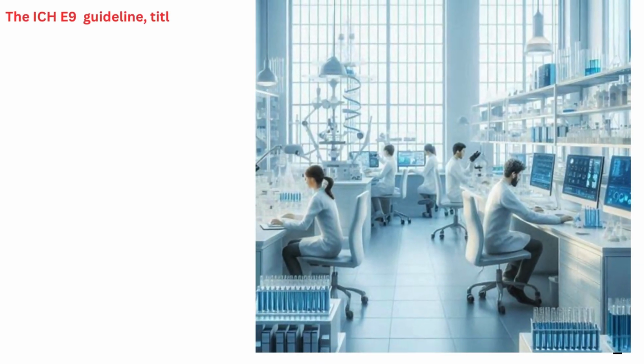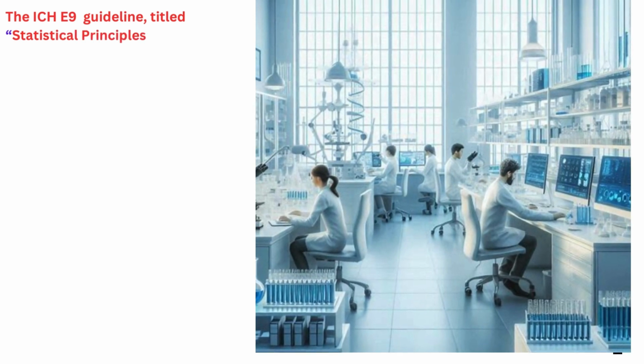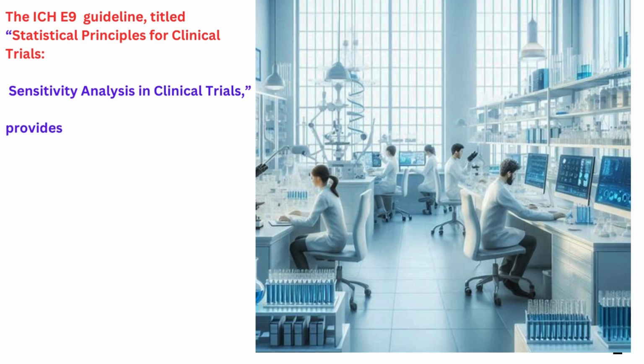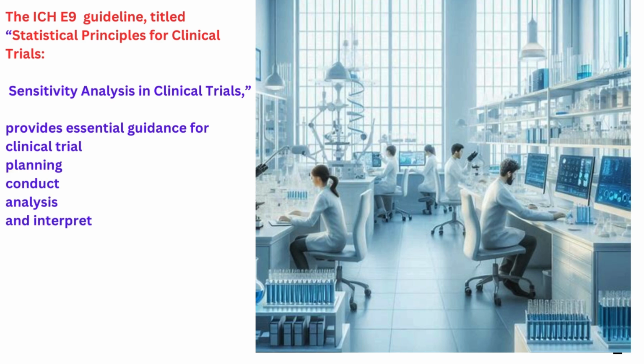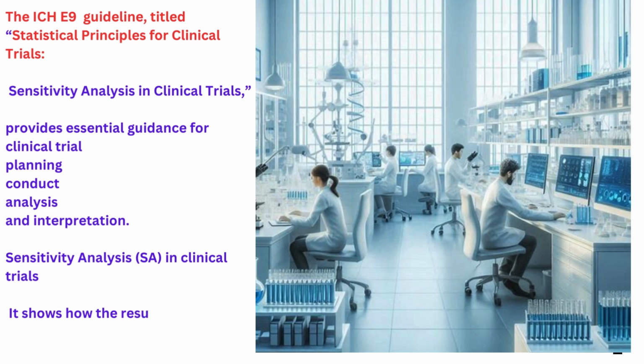ICH E9 guidelines, which is titled Statistical Principles for Clinical Trials, provides essential guidance for clinical trials regarding the planning, conducting, analysis, and interpretation of the results. Sensitivity analysis in clinical trials shows how the results are affected when the methods are changed.